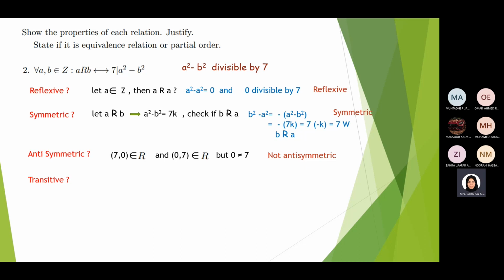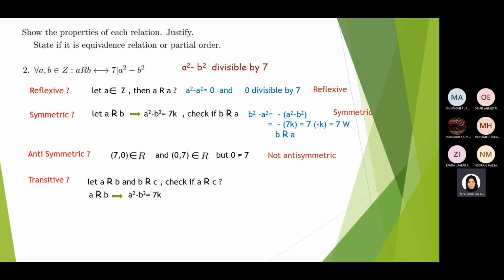For transitivity, we said it must be that A is related to B and B is related to C. We have to show A is related to C. So we are assuming these two are true. We have to show A related to C, or (A, C) belongs to R. I am assuming ARB. What does it mean ARB?